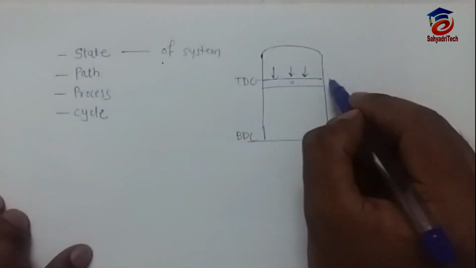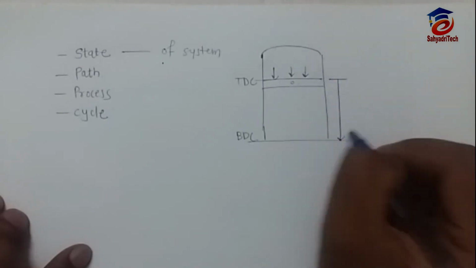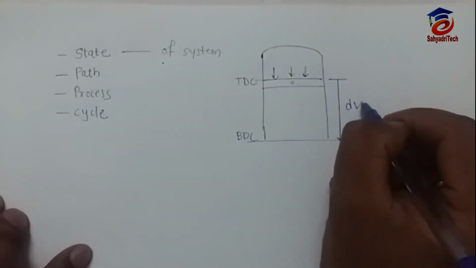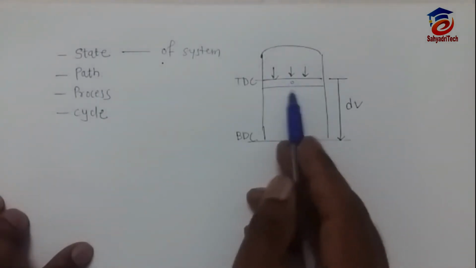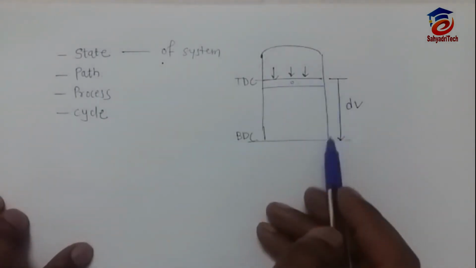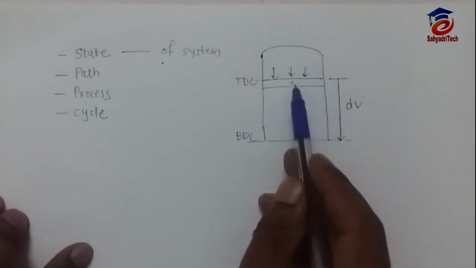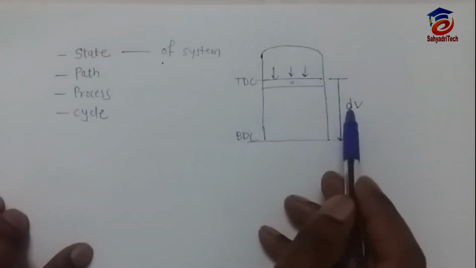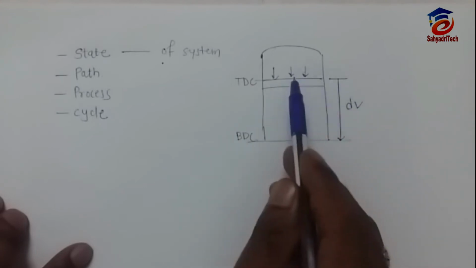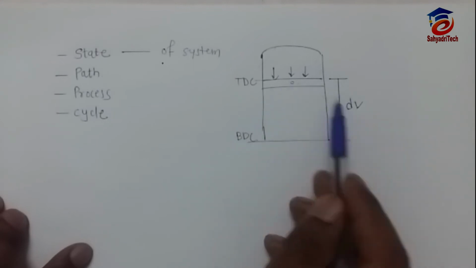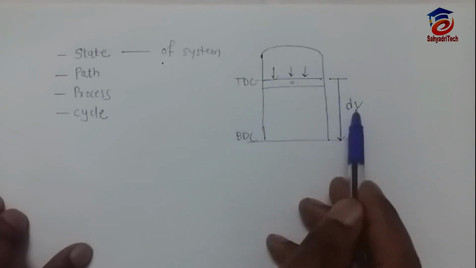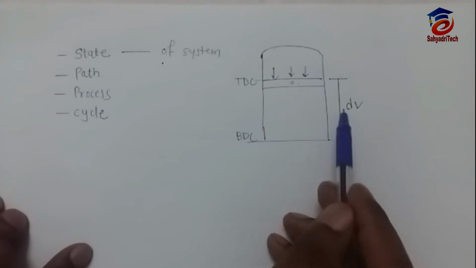So what happened? There will be displacement, right? There will be volume displacement. This piston has a circular cross section, so the distance L it will travel, that L into cross section area is nothing but delta V. So how much volume will it cover? It will cover delta V, the cross section area into L. That is nothing but the displacement volume.